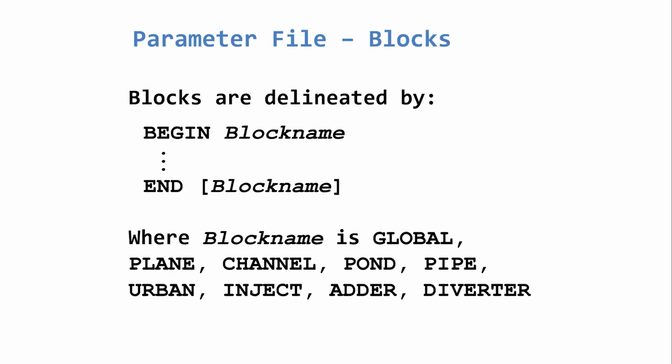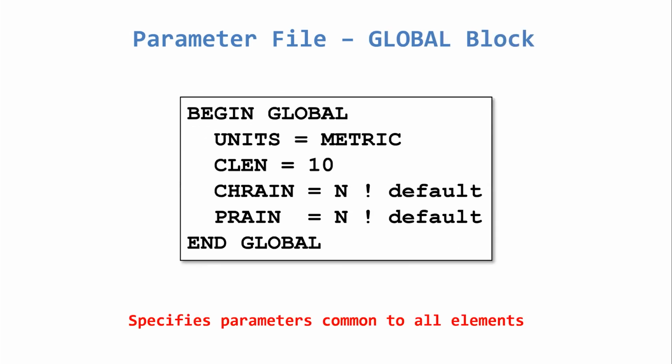So the parameter block files are very similar for channels, ponds, pipes, urban, inject, adder, and diverter. So all of the different types of elements are listed at the bottom, and you do a begin channel and an end channel, and then the parameters are listed in between.